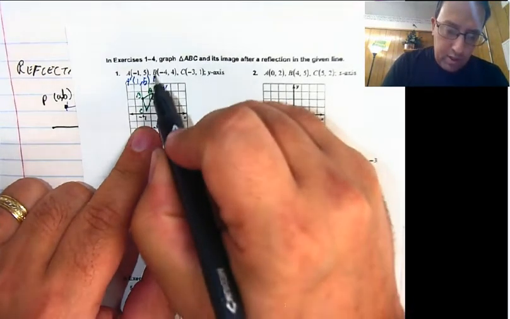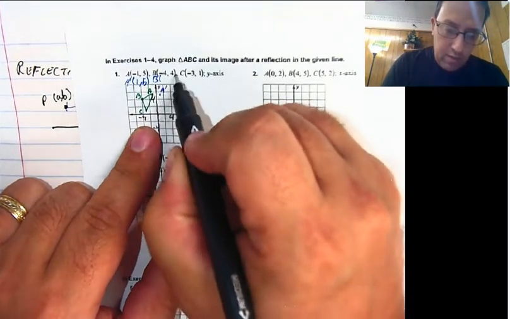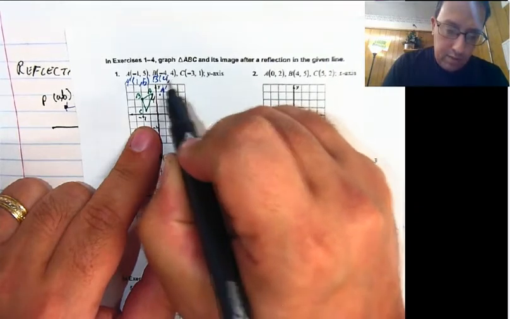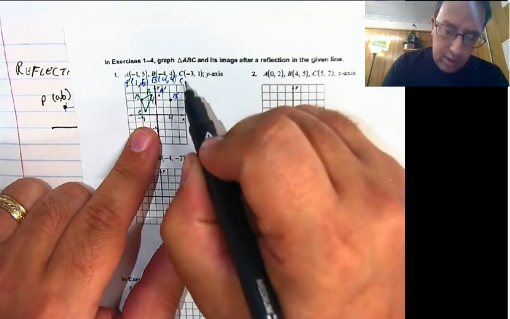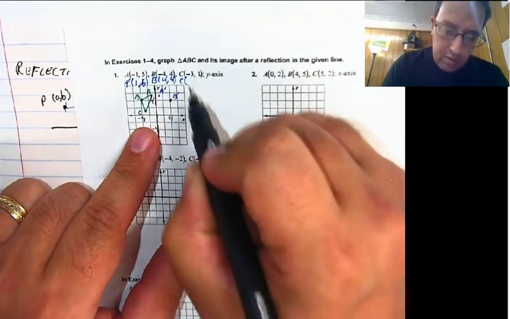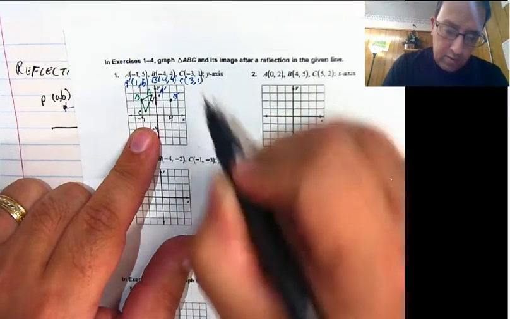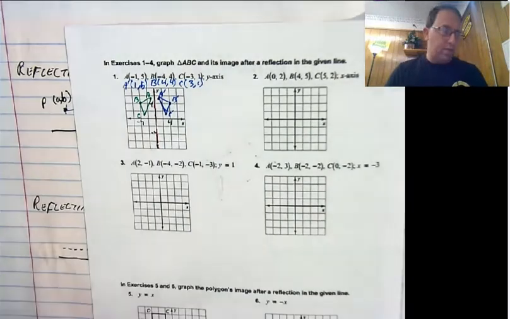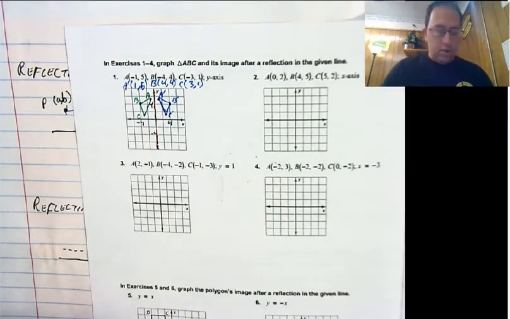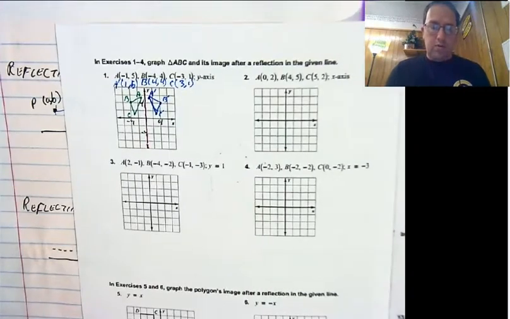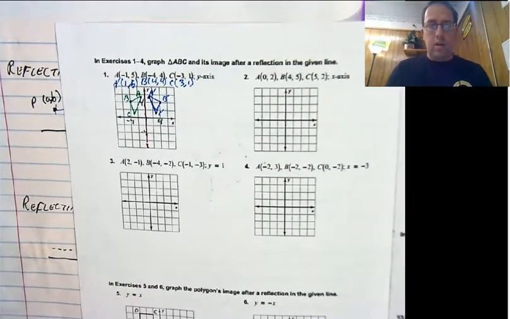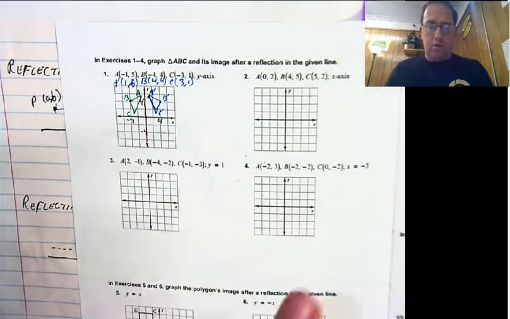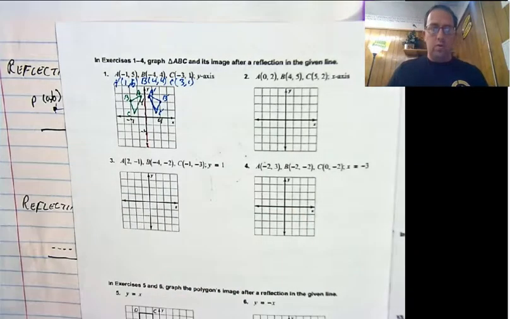B prime, instead of being at negative 4, 4, will be at positive 4, 4. And C prime, instead of being at negative 3, 1, will be at positive 3, 1, because we're reflecting over the y-axis. There it is. All right? Just like that. Just using the rules to flip them. I would like for you to pause the video, and work out number 2, 3, and 4.